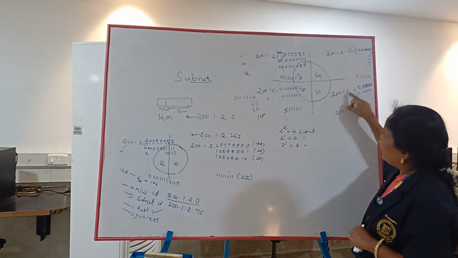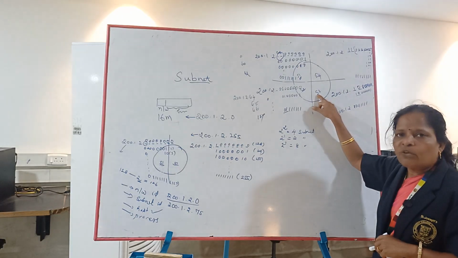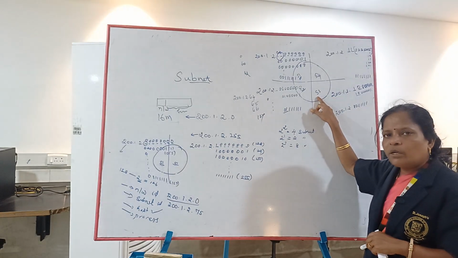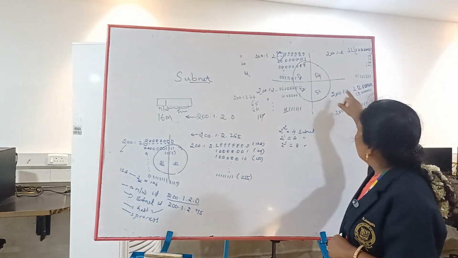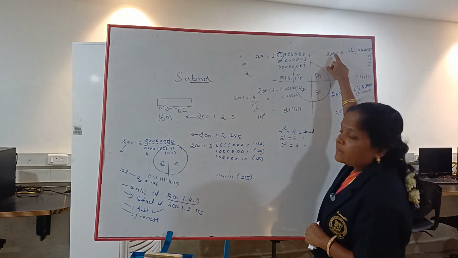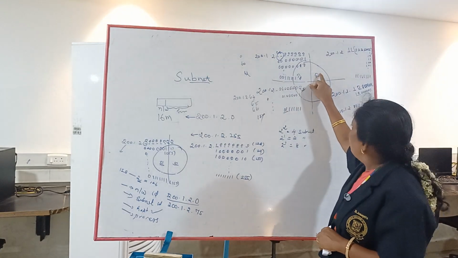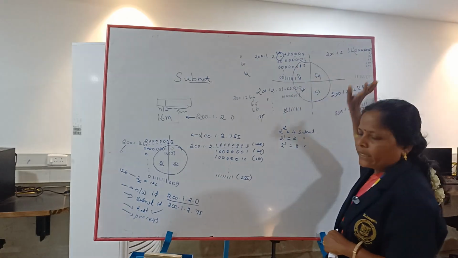Here 128 is mainly used for identification of S3. The last IP in this subnet will be what? The default broadcast. So here, this is the identification of subnet S4. Then this is the broadcast.